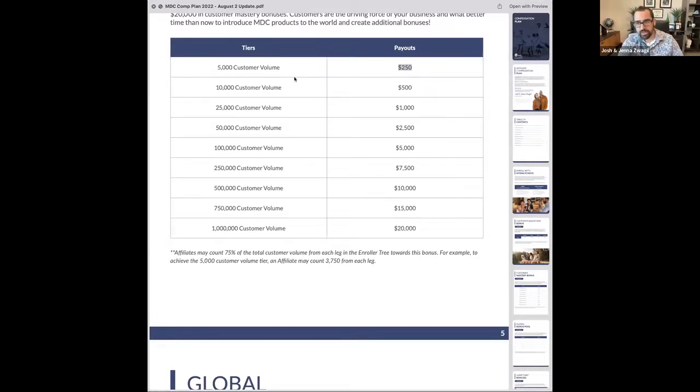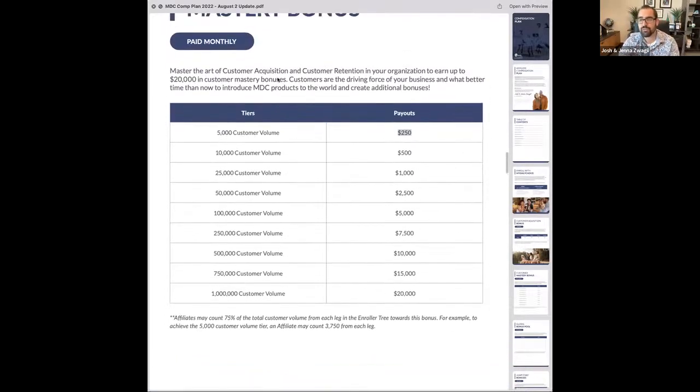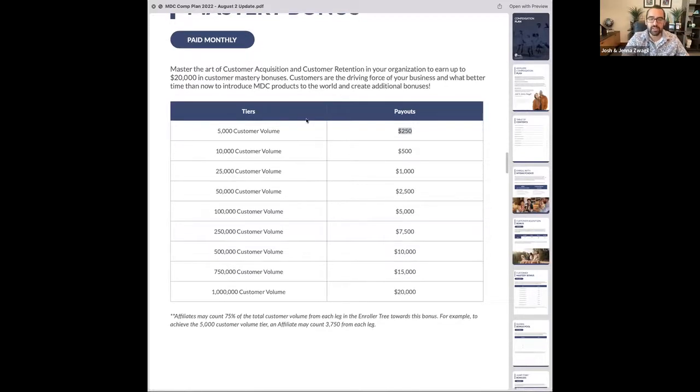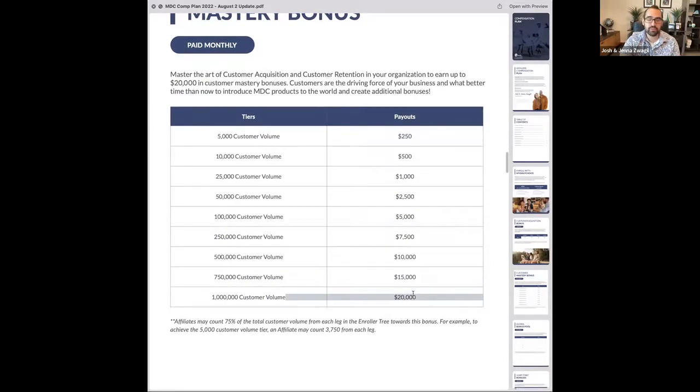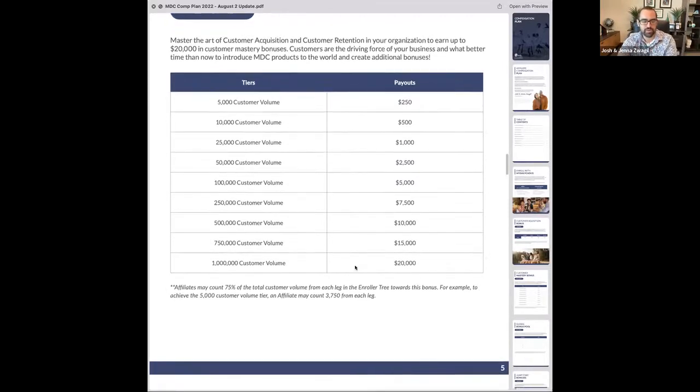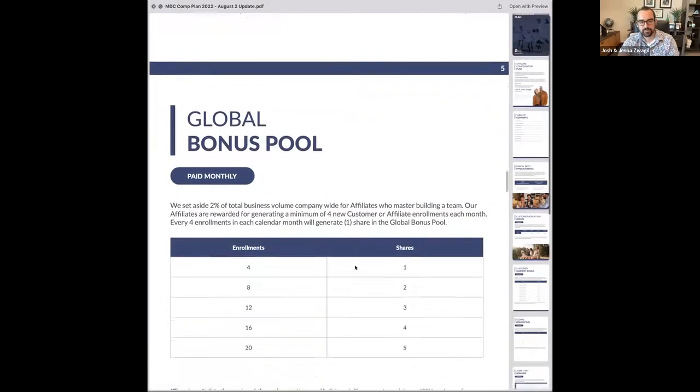So this is an amazing incentive for the upline leader to be driving customer volume through your entire organization. It could potentially lead to an extra $20,000 per month by going to everybody in your organization and helping them drive customer volume. And you can track this bonus inside of your My Daily Choice back office.